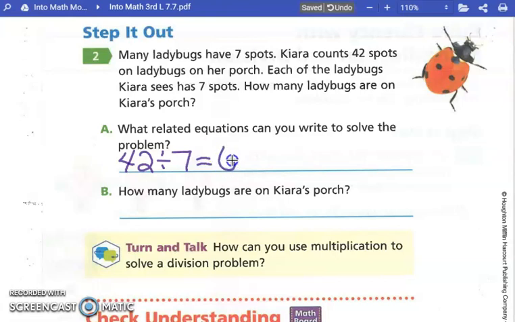We could have drawn an array. We could have done 7 rows and then kept adding to our row till we got to 42. What would be a related multiplication sentence to this? 7 times 6 equals 42. Let's stop this time. Okay. How many ladybugs are on Kiara's porch? 6 ladybugs, right?